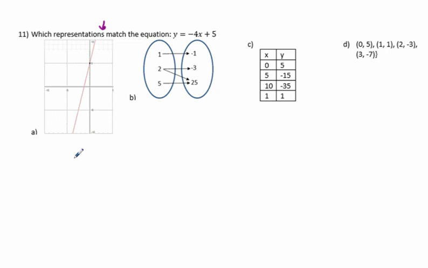So the first one, right off the bat, I'm looking at this. This is a negative slope. Lines with a negative slope go down like that. This is increasing. So this is a no.